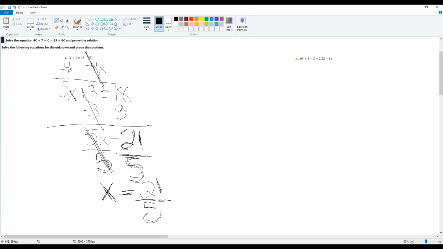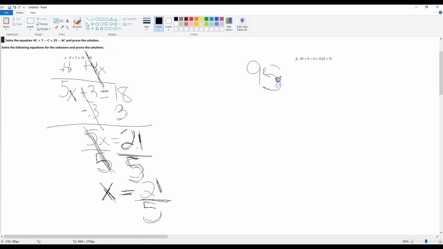And then let's take a look at this next problem. It is 9s plus 8 minus s equals 2 times the quantity of 2s plus 8. All right, so over here what we're going to do is first distribute this 2. So we have to distribute the 2 to the 2s and then to the 8. And I'm going to rewrite it.